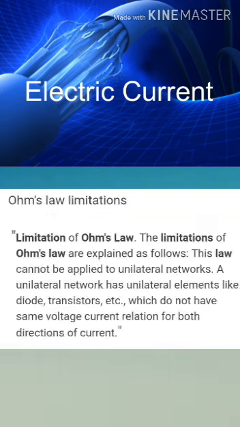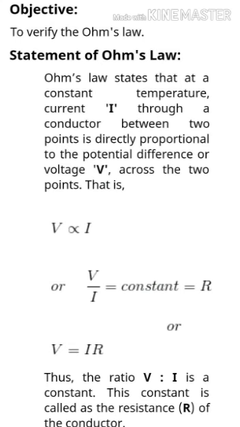Limitations of Ohm's law. The limitations of Ohm's law are explained as follows. This law cannot be applied to unilateral networks. A unilateral network has unilateral elements like diodes, transistors, etc., which do not have the same voltage-current relation for both directions of current. Here you are seeing the Ohm's law image. V is directly proportional to I. Also we can say V equals I times R.